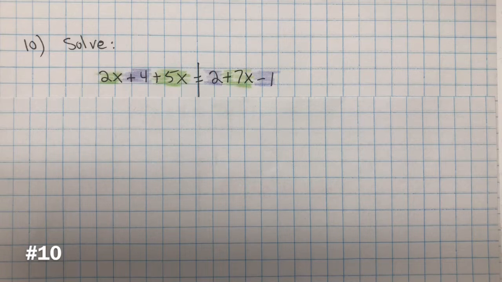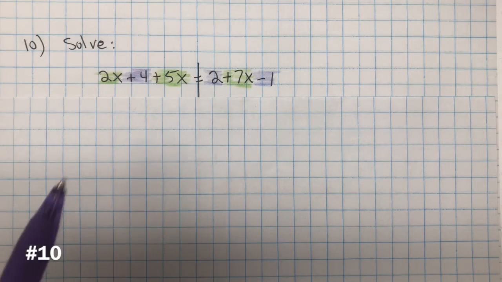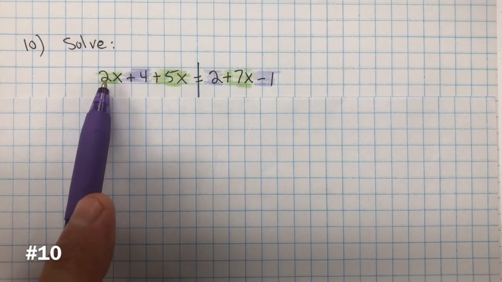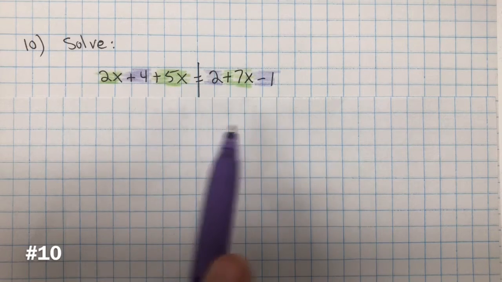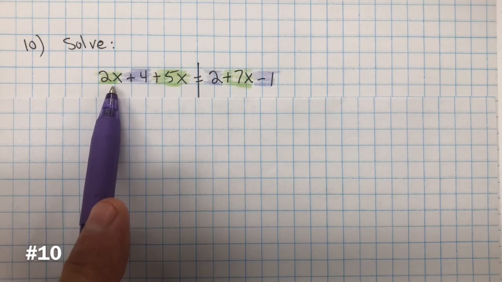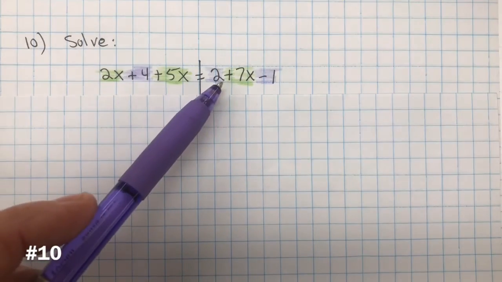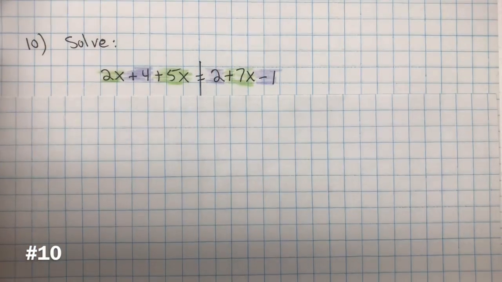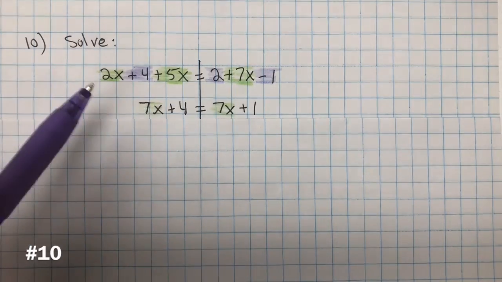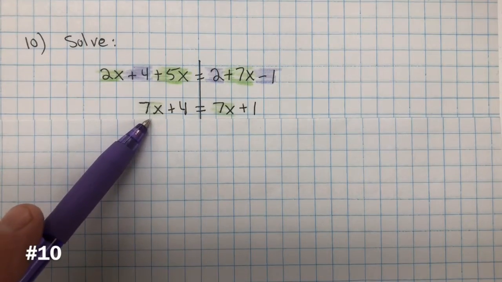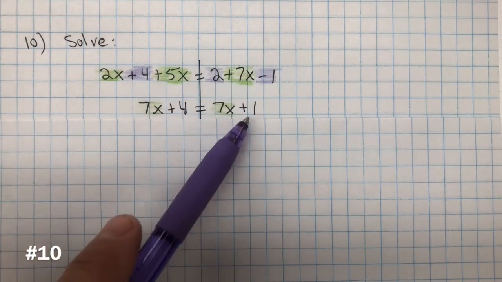For number 10, we need to solve. So first, I'm going to combine like terms on each side of the equation. On the left side, we have 2x and 5x. On the right side, we have 2 and negative 1. So 2x plus 5x equals 7x. 2 minus 1 equals 1.